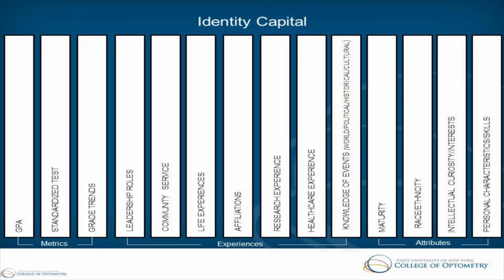And now we're going to go through an exercise that will allow you to visually see where you are in terms of your identity capital. How much do you have right now under each category, and also determine which categories you actually have to work harder to build your identity capital. So here are some elements that are part of your identity capital as an applicant. Your GPA, so we have metrics. We have your GPA, we have standardized tests, we have grade trends.